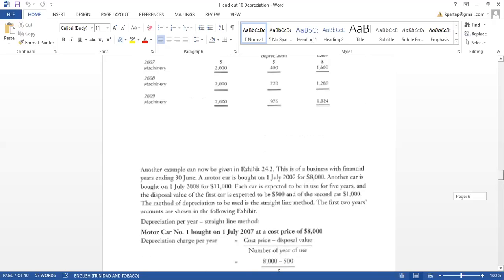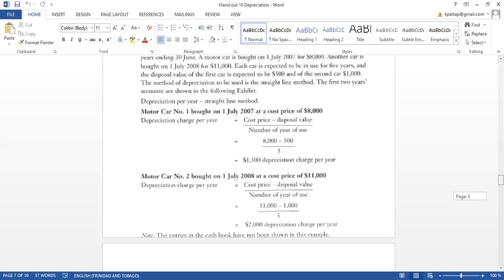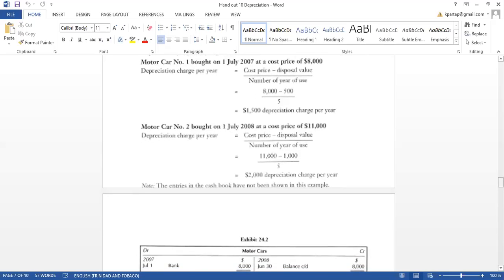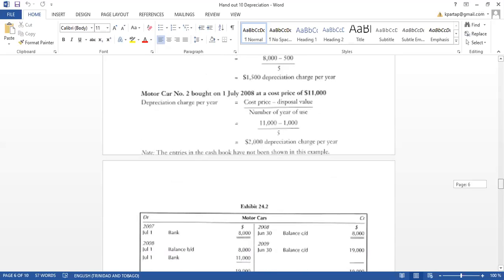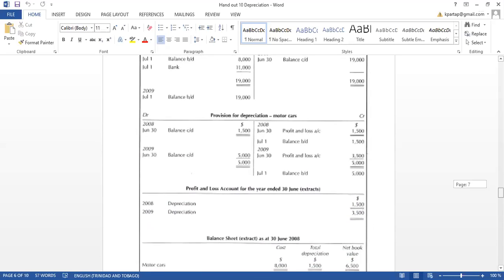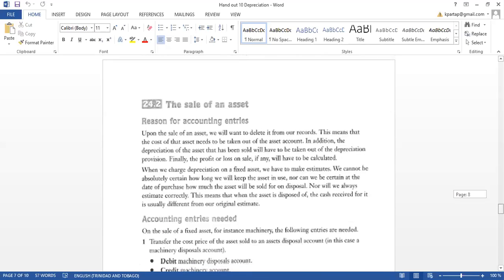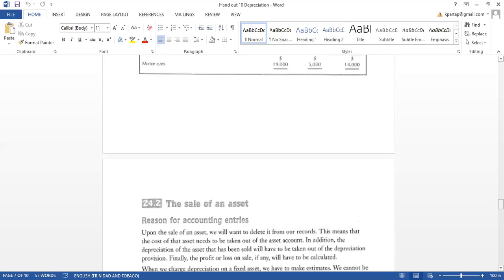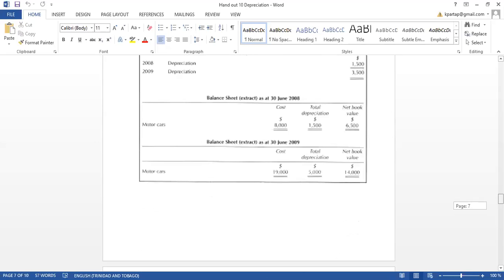How much did they work out for their depreciation? It's 2,000. Okay, this example is very mixed up because the depreciation charge for the second vehicle is 2,000, but they charged it at 3,500 and then at 1,500. So we won't bother with this example. Don't worry about the second example. They made some mistakes with their figures over there.